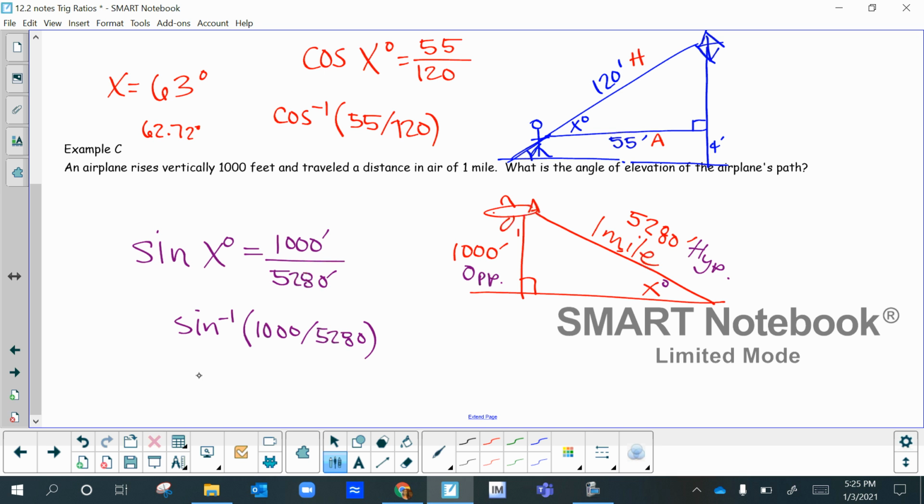And so x equals about 10.9 degrees, so that's about 11 degrees. So pretty low number, so it's going up at an angle of 11 degrees. That's the angle of elevation. All righty, that is it.